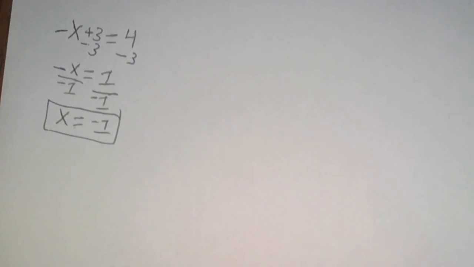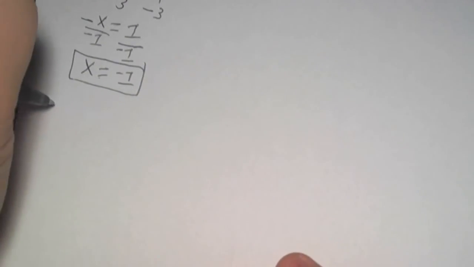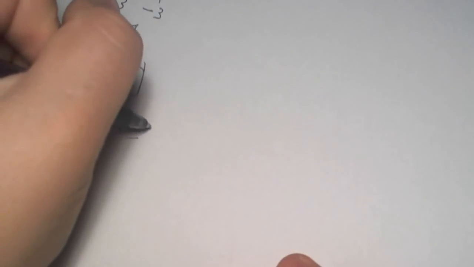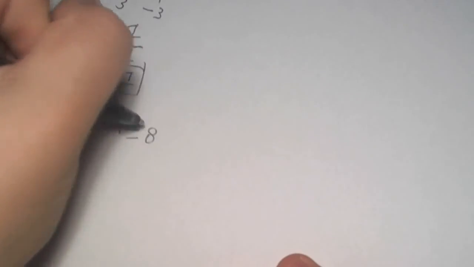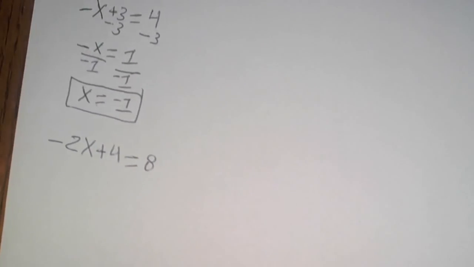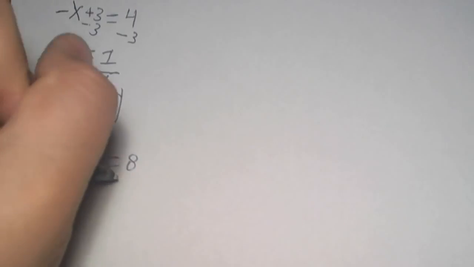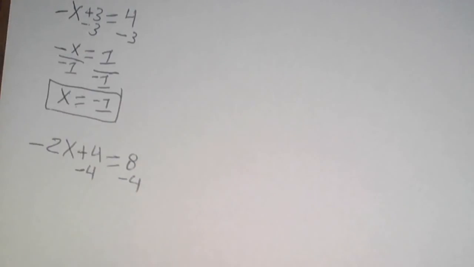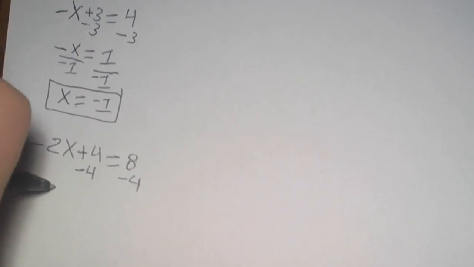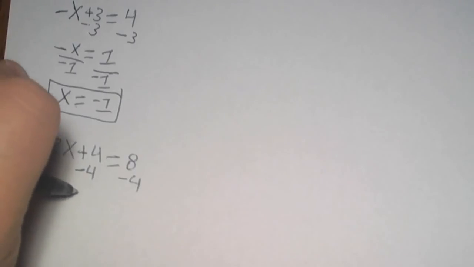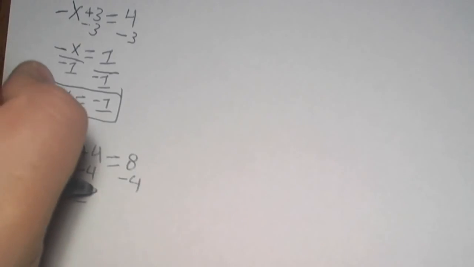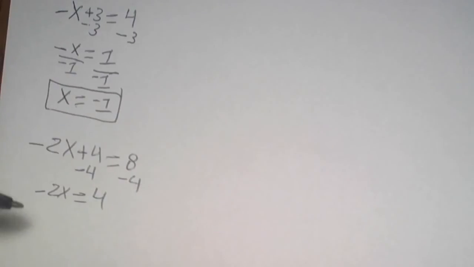Now, if there was, let's say, negative 2x plus 4 equals 8. Okay? So if you have this, you start off like usual, you get rid of the 4. So minus 4 on both sides. That gives you negative 2x equals 4.